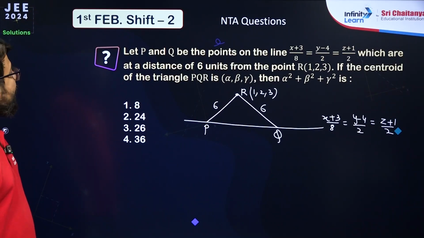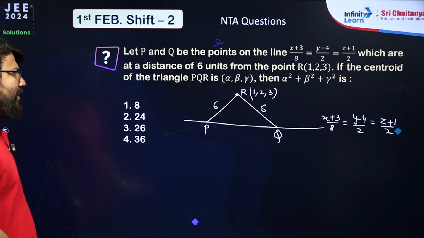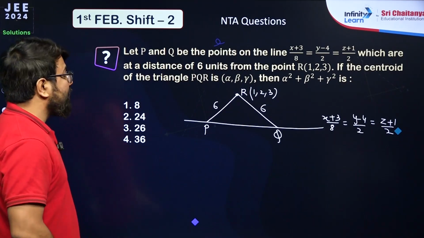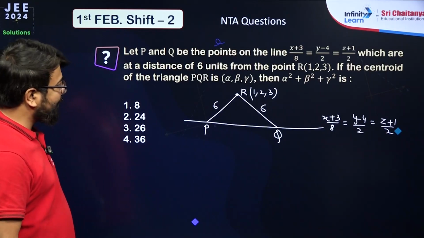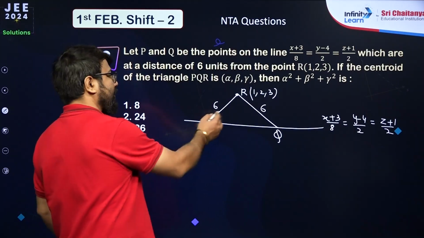So, this P and Q both are located at a distance of 6 from the line 1, 2, 3. If the centroid of the triangle PQR is (alpha, beta, gamma), then obviously we want to get the centroid from here. So, how can we do this question basically? The process of doing the question will be, because this is an isosceles triangle we can see, this is 6 and this is 6.